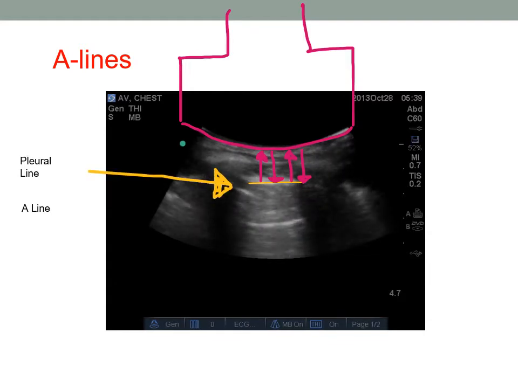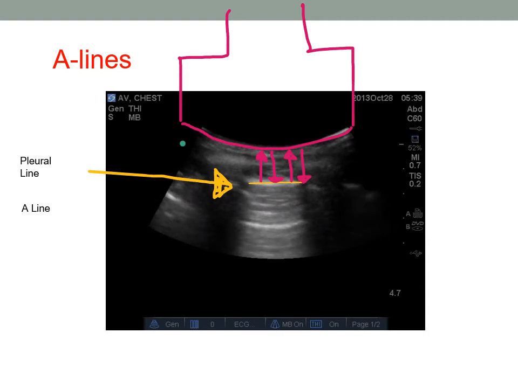And what you want to look for is that it's moving up and down. Sometimes it's said to look a bit like crawling ants. That's called lung sliding if you can see it moving up and down. That's the first thing to look for.